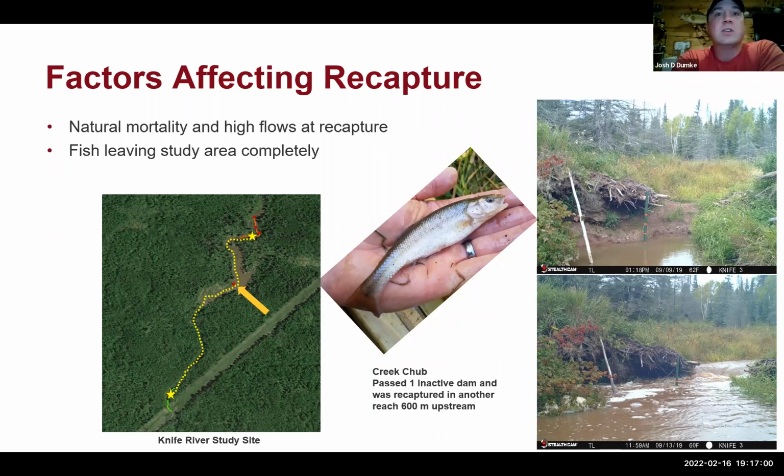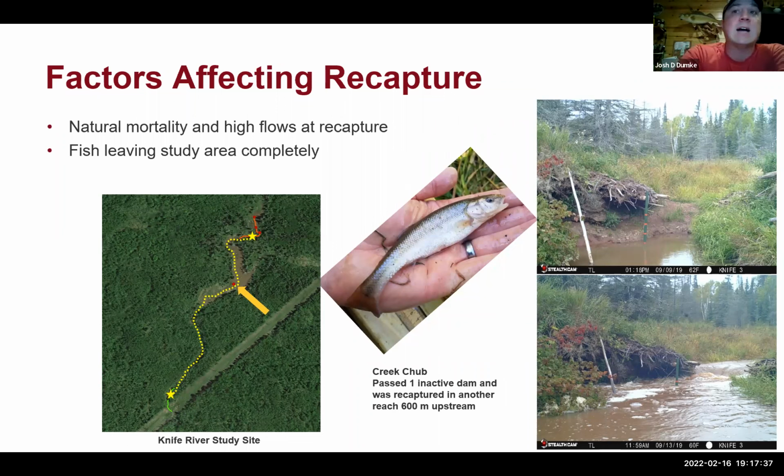The fish in the center is a creek chub that was actually marked down in a control reach where the star is on the map. And the dotted line is showing where it went. There's a big orange arrow that shows that it passed a dam. And this is the image of the dam that it passed in low flow conditions, where there's basically a big clay berm separating a pool from an upstream portion where the stream continues, versus in higher flow conditions where you can see the water over that clay berm is almost continuous.